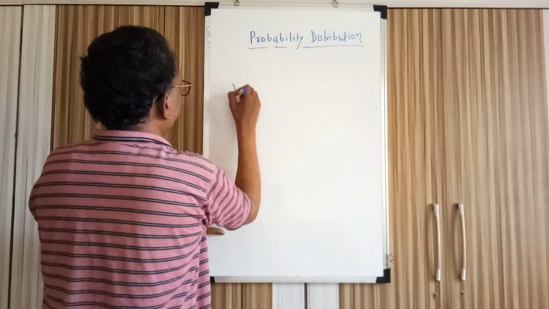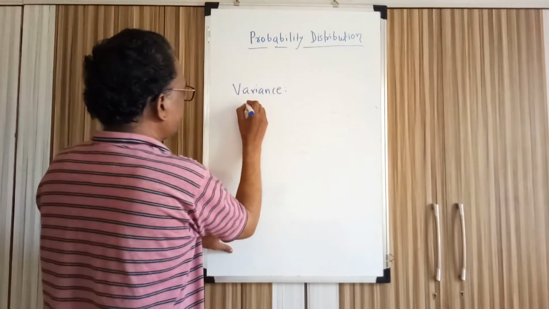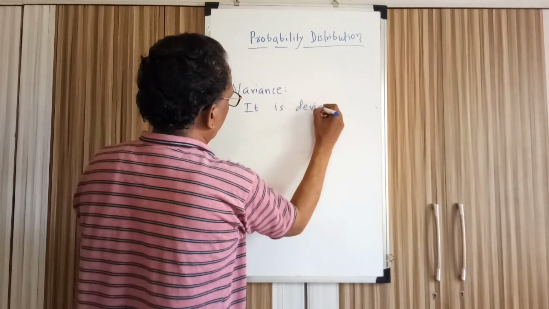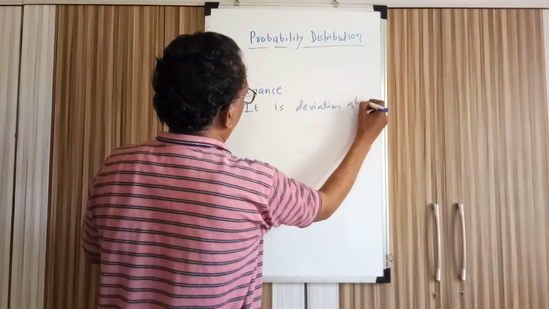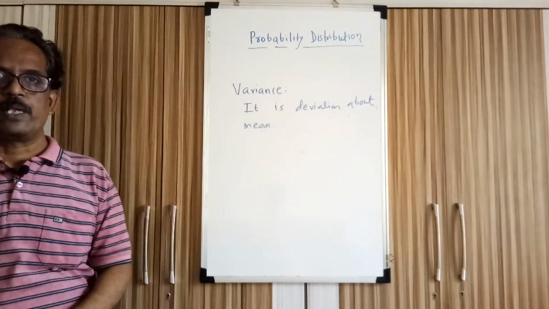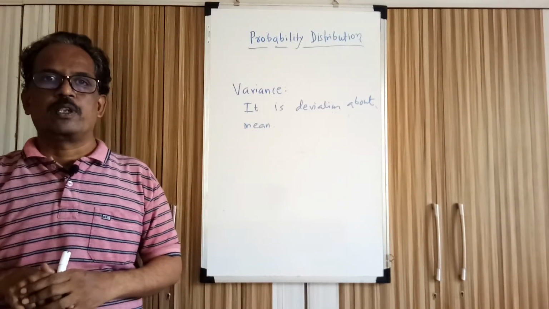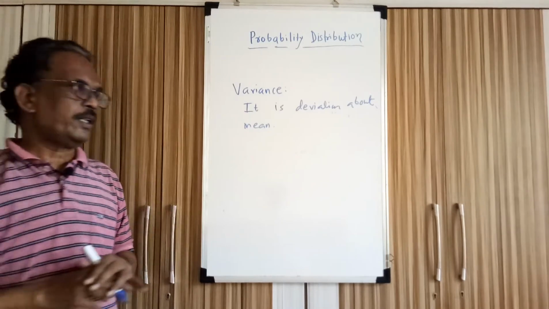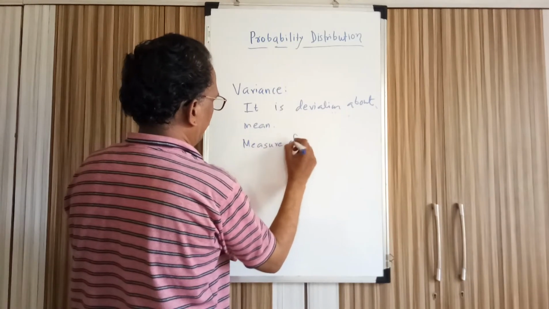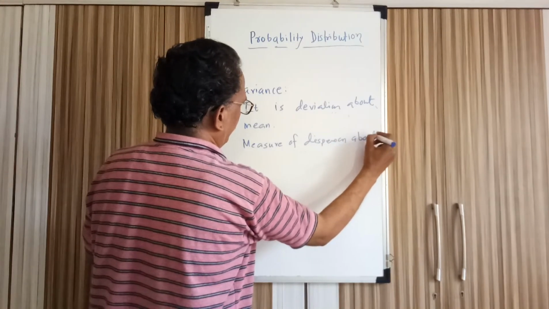Variance is deviation about mean. Random variable, how it is deviating about its mean value, or it is a measure of dispersion about the mean.